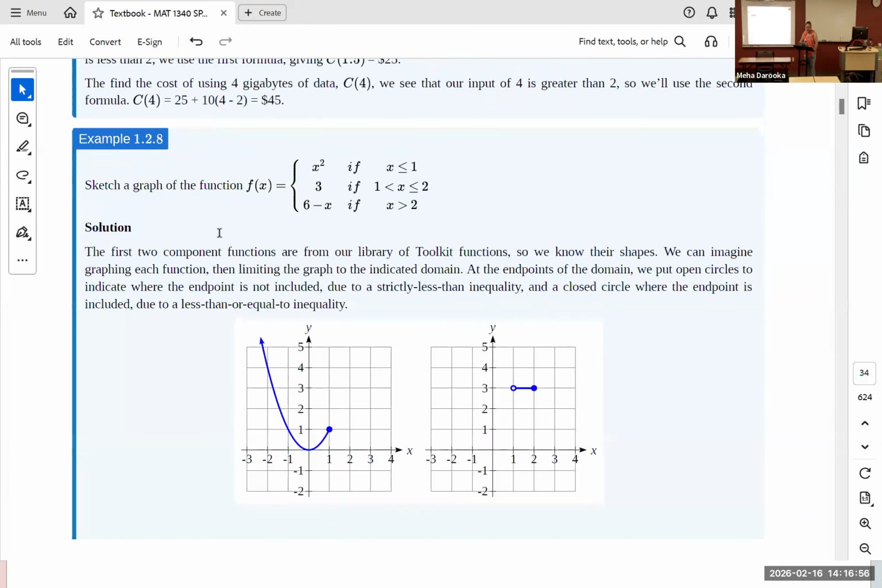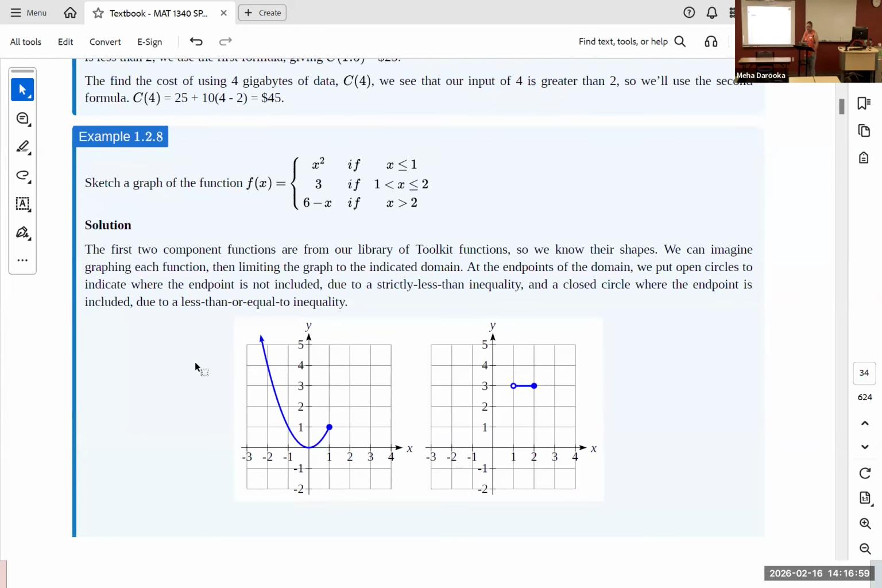Alrighty, our next example here is asking us to sketch the graph of the function. So you can see we are doing x squared if x is less than or equal to 1, 3 if x is between 1 and 2, not including 1, but including 2. And then f of x is 6 minus x if x is greater than 2. So you can see how they are doing this separately, just to show you each component.